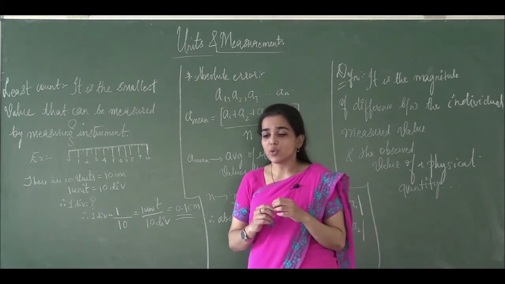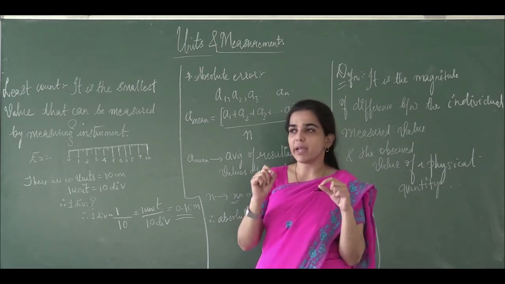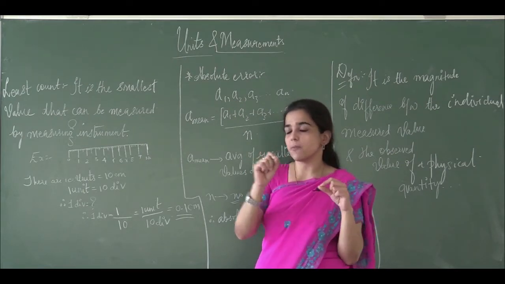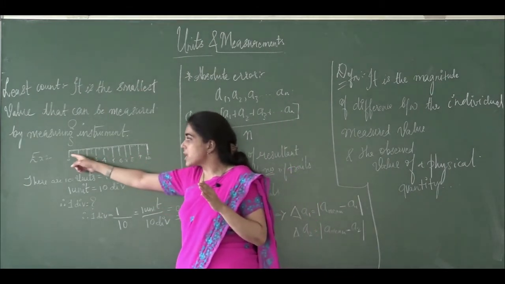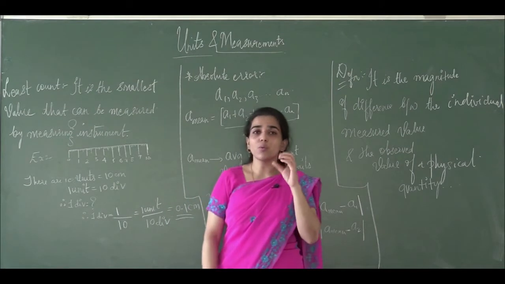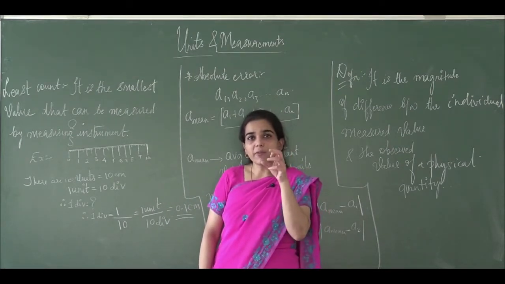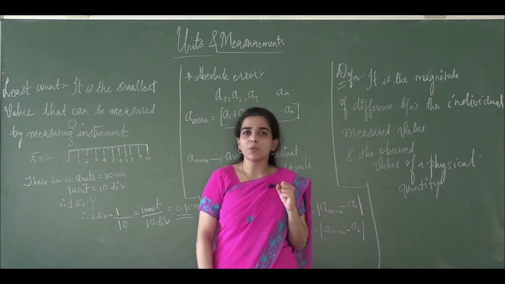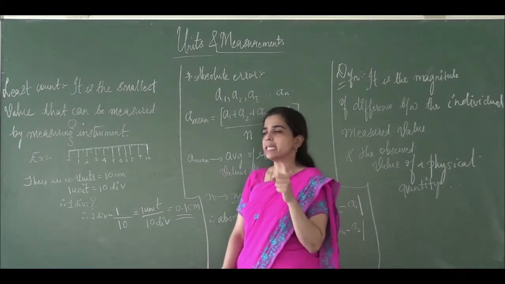So imagine that you have a scale of 10 centimeters, wherein if you have to find the value of the first division, the first division becomes the very next division after the 0. So if you want to measure the value of that particular division, that value which you calculate is called the least count. So let us see how we calculate this least count.